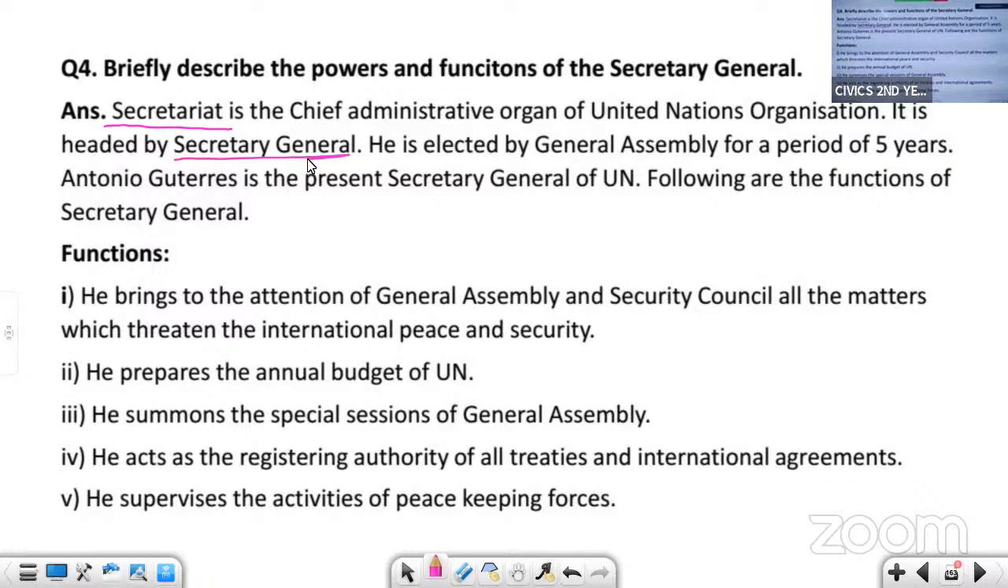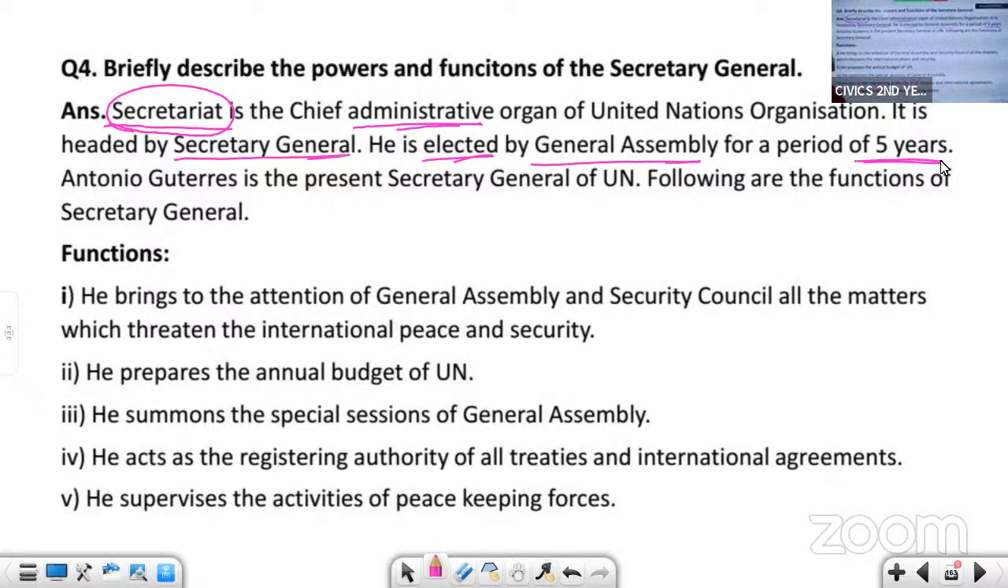What is Secretariat? It is the organ of UNO which looks into the administration. And the Secretary General is elected by the General Assembly. The General Assembly of UNO will elect the Secretary General for the period of 5 years.